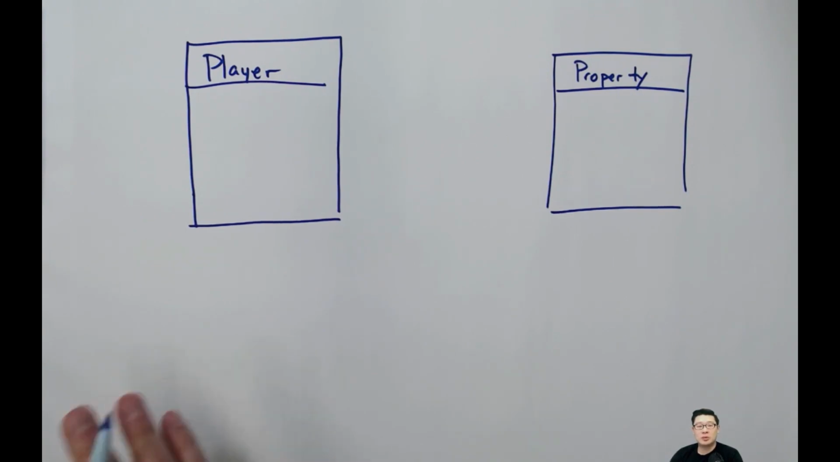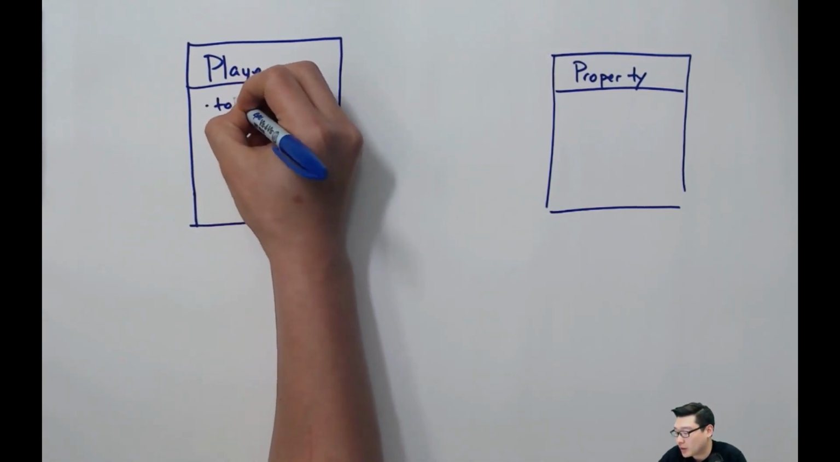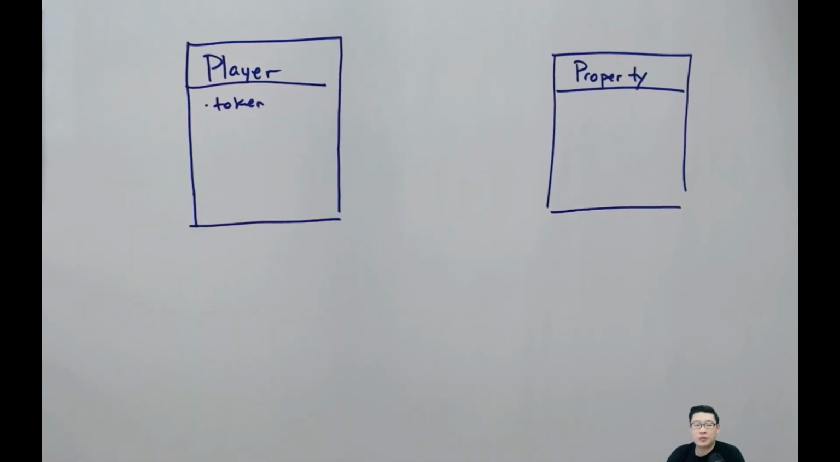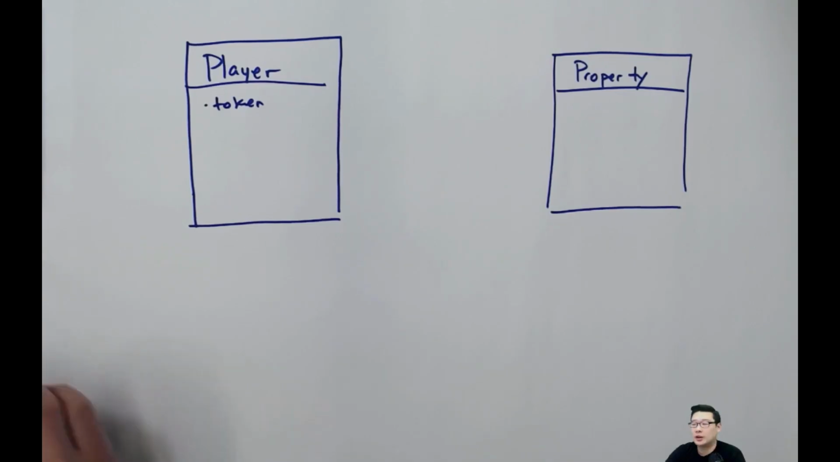So let's look at the player class. And what are things that player objects have? So for example, a player object has a token. Okay, and if you're not familiar with what a Monopoly token is, I'll just share my screen real quick. Those are little pieces that each player has. So they're unique, right? A player could be a horse, another player could be a car, and etc. So a token is what a player has.